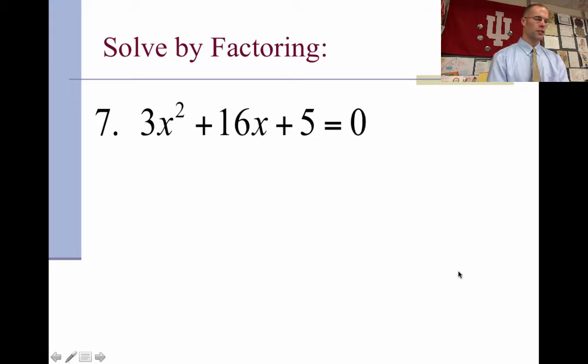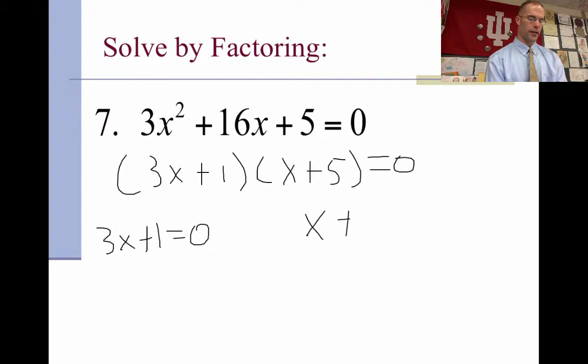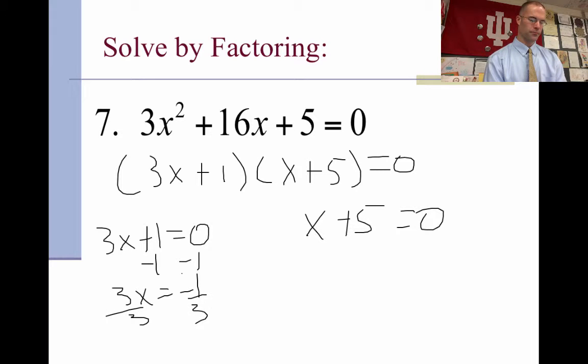Right here, no GCF, so when we factor it, that's going to give me a 3x plus 1 and an x plus 5. So you've got 3x plus 1 equals 0, and x plus 5 equals 0. So subtract 1, divide by 3. So we get x equals negative 1/3 and negative 5 because you subtract the 5.